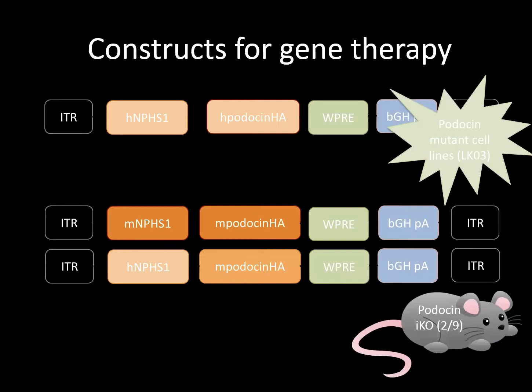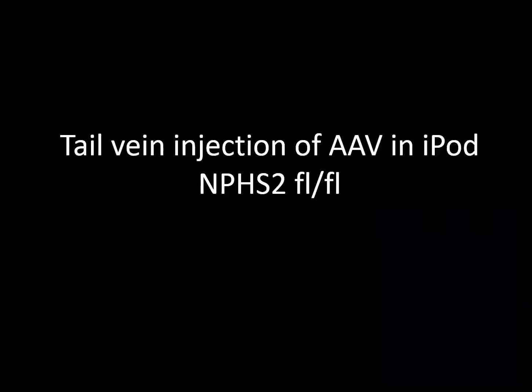And we made various constructs, and again, you don't need to know the details, but what we used was either human or mouse podocin, depending on whether we're testing human cells in a dish or the mouse model in vivo. And we used two different promoters. One was a mouse nephrin promoter, and the other was a human nephrin promoter, just testing them side by side. So next slide.